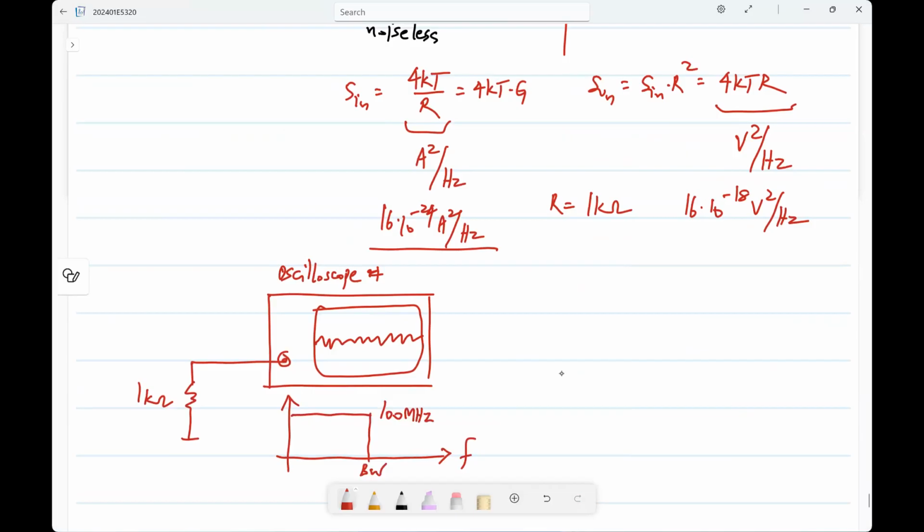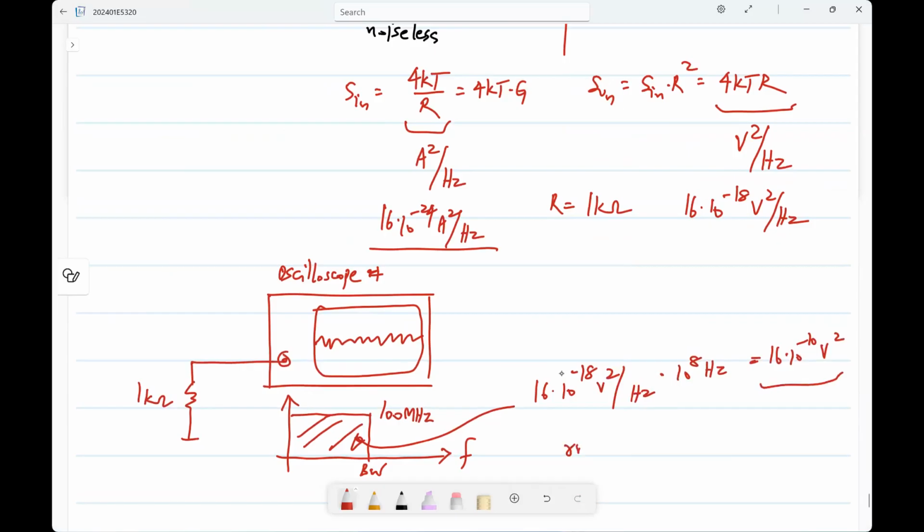The variance, or the mean square value, would be 16 times 10 to the minus 18 volt square per hertz times 10 to the 8 hertz, which gives me 16 times 10 to the minus 10 volt square. So the RMS value is 4 times 10 to the minus 5 volts, or 40 microvolts. You will see some fuzzy trace, and if you calculate its RMS value, it will be 40 microvolts. How much will be the height of the fuzz? What will you see?